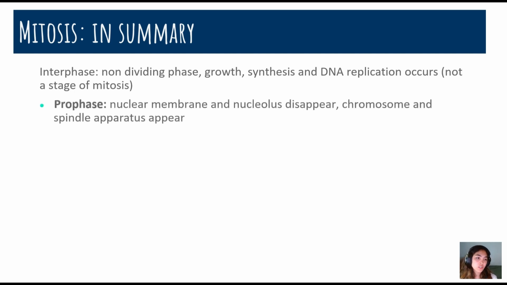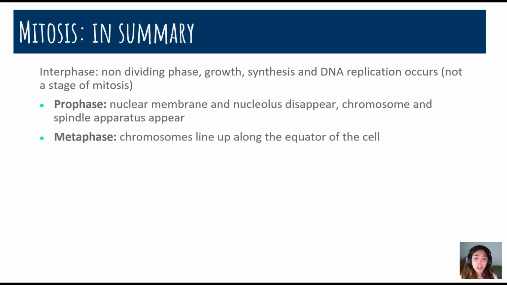So prophase, this is where we find that the nuclear membrane and nucleolus disappear. And then our chromosomes and spindle apparatus appear. The spindle apparatus is really important. It is part of the cell's cytoskeleton, and it's used to move around those sister chromatids or the chromosomes. In metaphase, our chromosomes line up along the equator of the cell. So think about our Earth. We've got an equator. The equator goes halfway through the Earth. So just think the equator of the cell is the middle point or halfway through the cell.